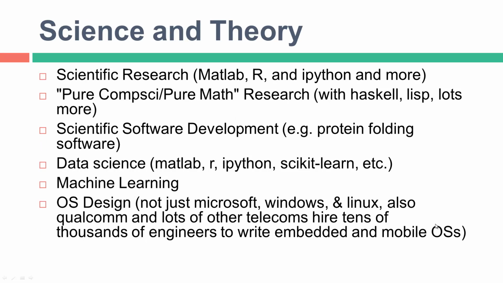Then there's the science and theory category. So there's scientific research. These are people in academia who use MATLAB, R, and IPython and more, those kind of things. There's also pure computer science or pure math roles where they research with Haskell, Lisp, and lots of other languages. There's scientific software development. So for instance, there's some companies working on protein folding software, a lot of biotech companies.